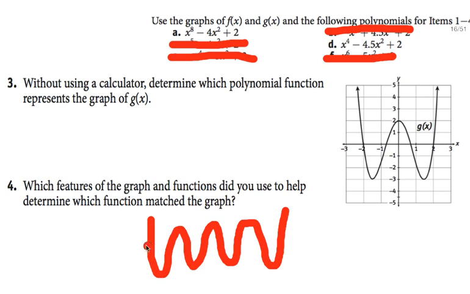So if my exponent, or my degree, is an 8, then my graph should look more like this instead of this. So according to all of those characteristics of polynomials, it's a safe bet that D is the correct answer.